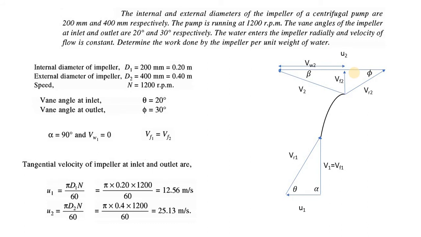Now here you can use a thumb rule. When it comes to a centrifugal pump, as D1 is less than D2, U1 should always be less than U2, or U2 should always be greater than U1. Okay, let us go to the inlet velocity triangle.